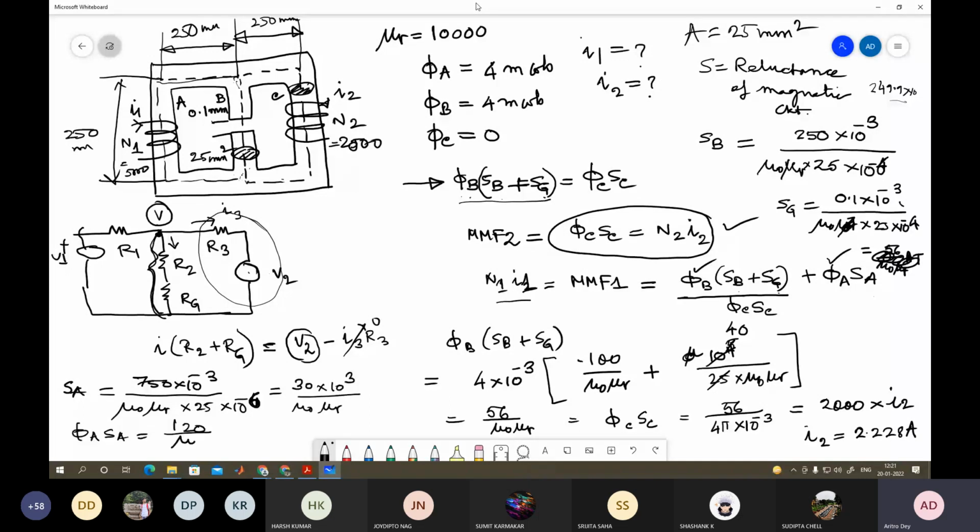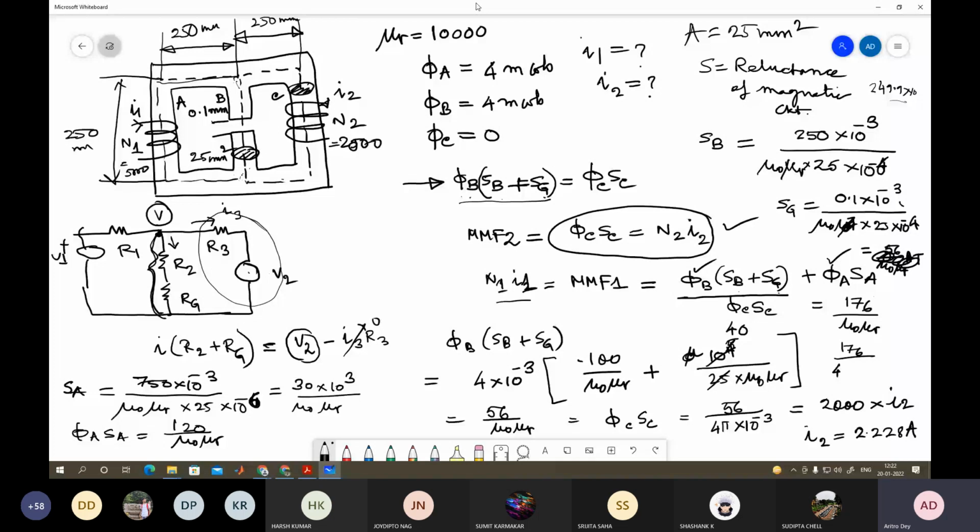So now what is the total N1 I1? It is 120 plus 56, so that means 176 mu 0 mu r, and that is equal to 5000 into I1. So mu r, you know, is 10 to the power 4. So 176 divided by 4 pi into 10 to the power minus 3 divided by 5000 will give you your I1. That turns out to be 2.8 ampere approximately.